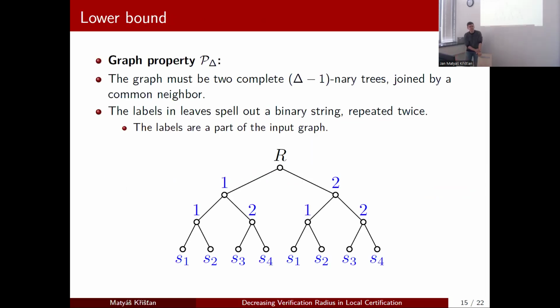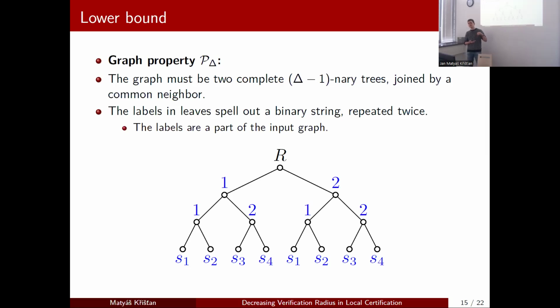So on the other hand, we show that this procedure is close to optimal, and we show a lower bound on how much the certificates can be decreased if we want to decrease the radius. Sorry, at least how much the certificates have to increase. So the idea will be that we can design some artificial graph property. We will design our own certification schema for it and show how many bits it uses. And we'll also show a lower bound for this property.